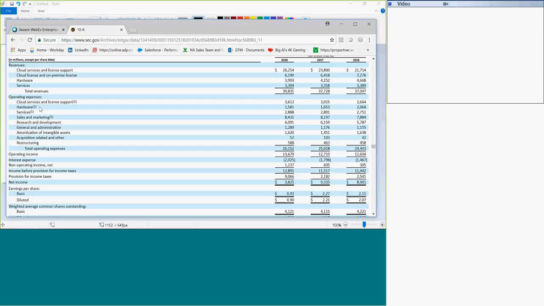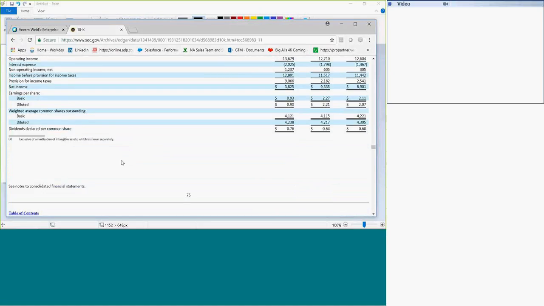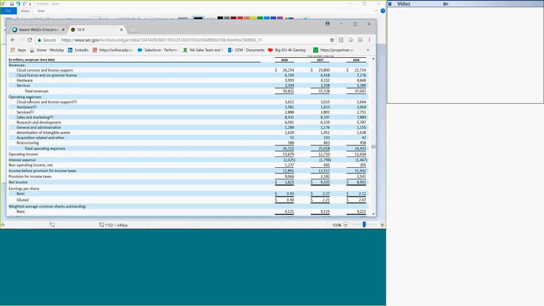Let me see what the footnote says. Okay, so here, Oracle has chosen to break down their cloud service, hardware, and services related expenditures of running their business. This is a little bit unconventional, and maybe is just an oddity of how they've broken down their categories.